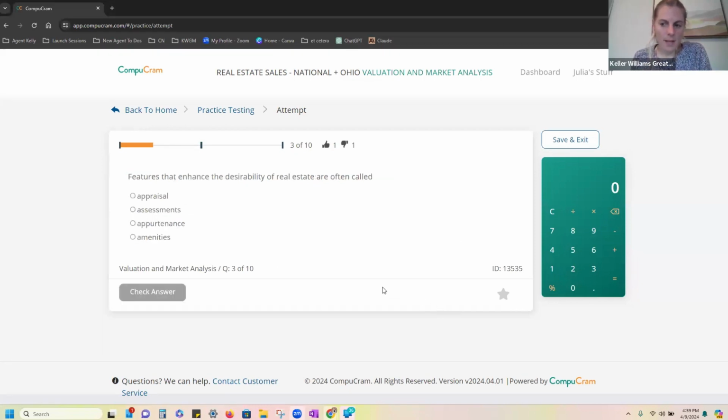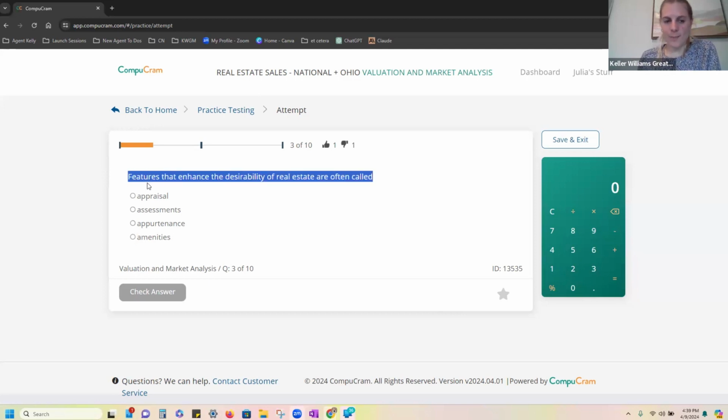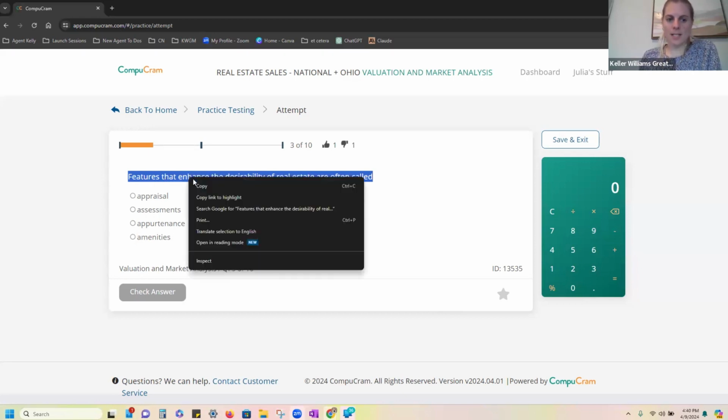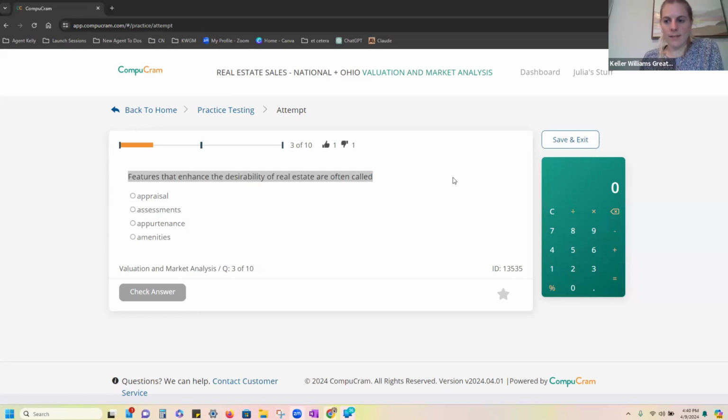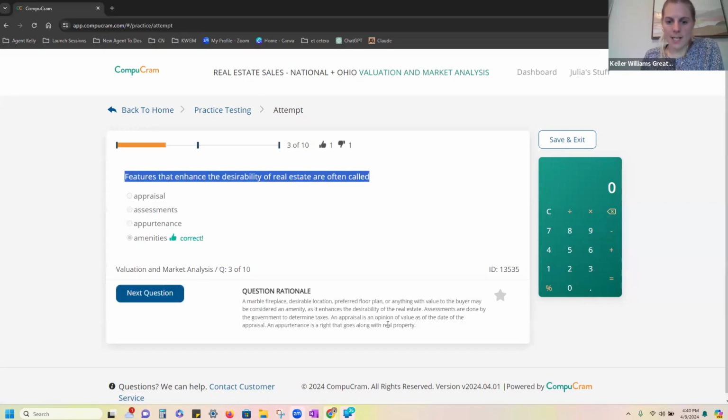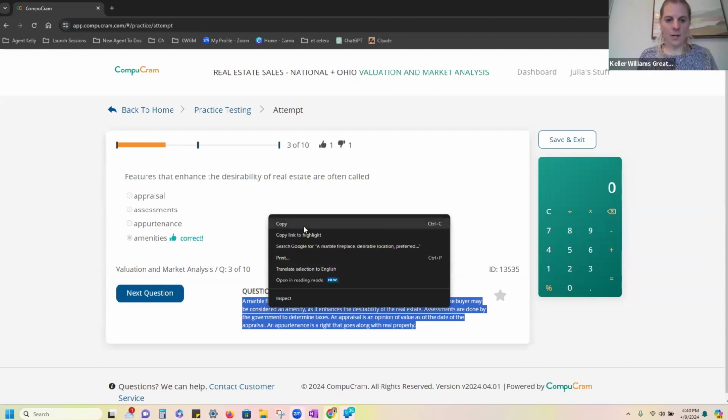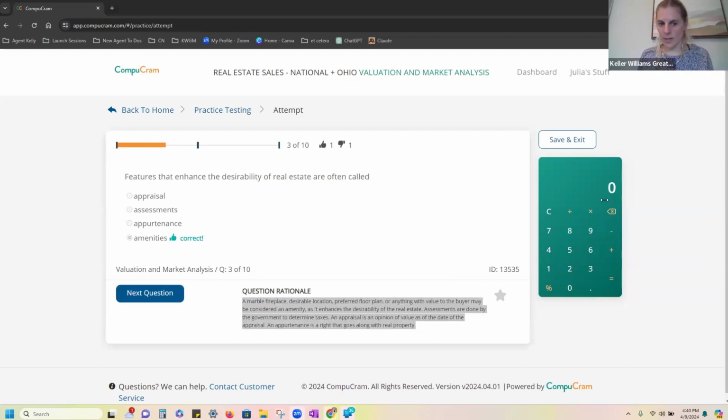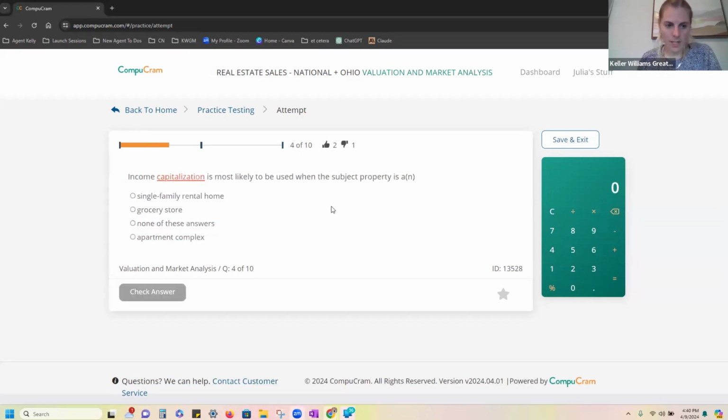Good job. Features that enhance the desirability of real estate are often called A, appraisal, B, assessment, C, opportunity, or D, amenity. Just like question number one. Good job. It is D, amenities. Now we think of desirability and amenities. Good way to relate. And those are features. Good job, guys. Next one.